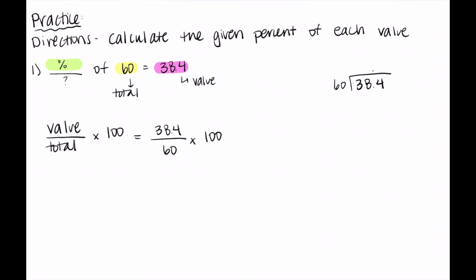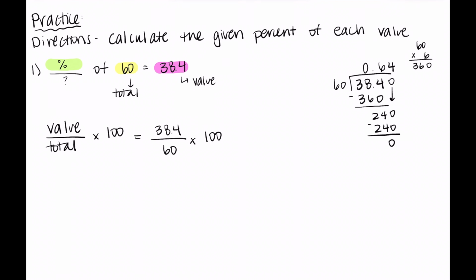We'll draw it out, and we'll put the decimal exactly where it is in our dividend, up top on our division bar. 60 doesn't go into 3, and 60 doesn't go into 38. So we're trying to see how many times 60 goes into 384. 60 times 6 gives us 360. We'll subtract out 360, and we get 24 left over. If I bring down a 0, we get 240. We know that 6 times 4 is 24, right? So 60 times 4 would be 240. And we get 0.64 when we do our division.